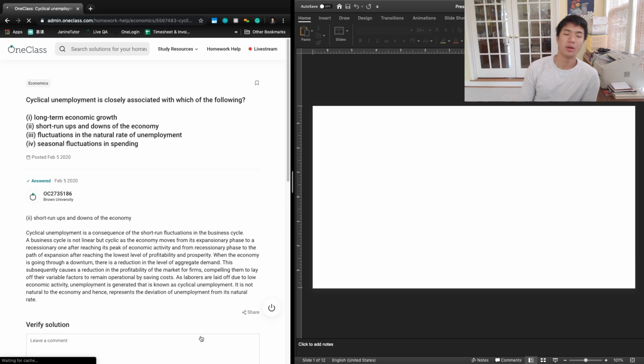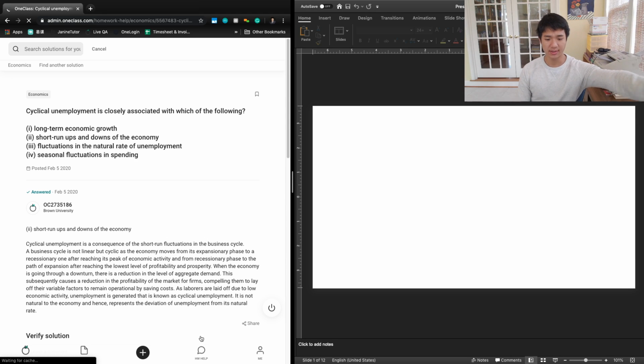All right, moving on. The next question says, cyclical unemployment is closely associated with which one of the following? Number 1, long-term economic growth. Number 2, short-run ups and downs of the economy. Number 3, fluctuations in the natural rate of unemployment. And number 4, seasonal fluctuations in spending.